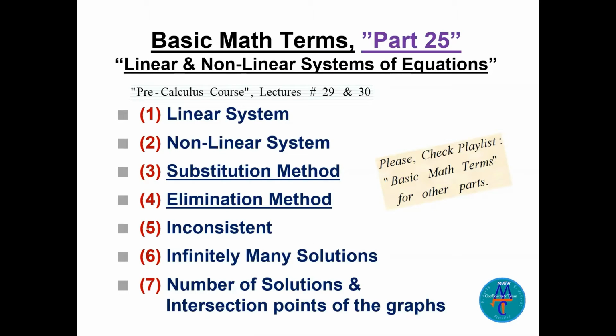In this video, I'm presenting basic math terms, part 25, about linear and non-linear systems of equations. These terms are coming from lectures 29 and 30 of the pre-calculus course: the linear system, non-linear system, substitution method, elimination method, inconsistent, infinitely many solutions, and the number of solutions and the intersection points of the graph. What is the relation between them?